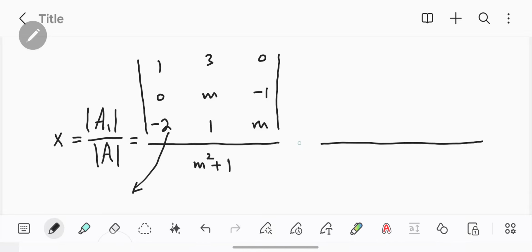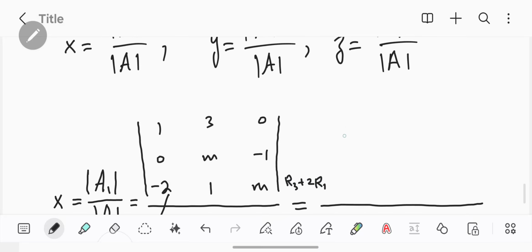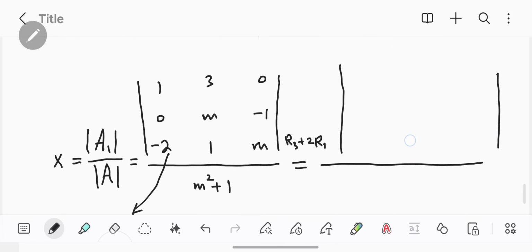I will write here R3 plus 2R1. This operation I will perform here. Okay. So minus 2 plus 2 times R1. Minus 2 plus 2 times R1. 1 plus 2 times 3. Okay.